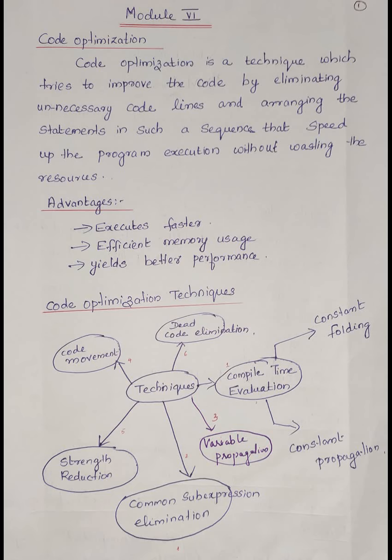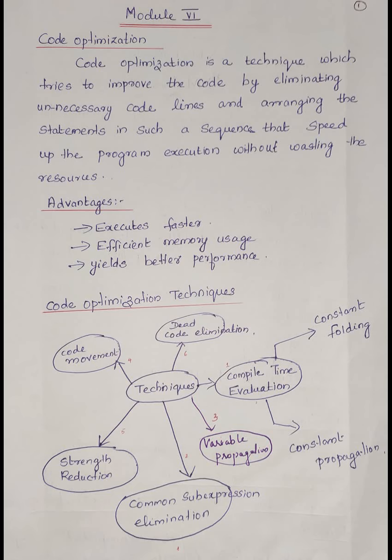By doing code optimization, the advantages are that execution will be faster, we can use our memory efficiently, and it will provide better performance. So by optimization we can eliminate or reduce some code, thereby improving the quality of the program.